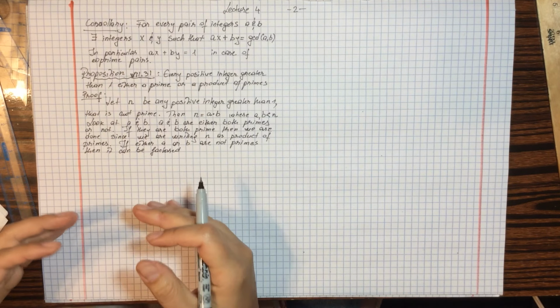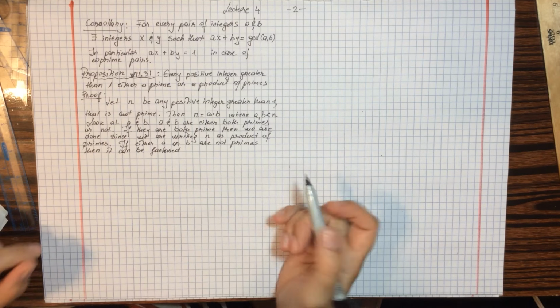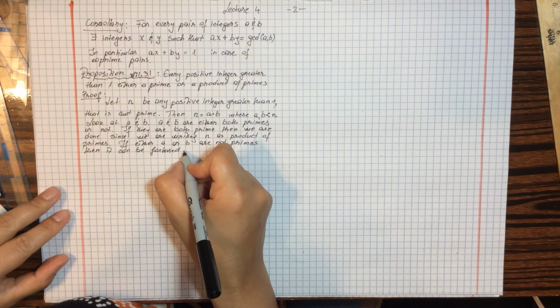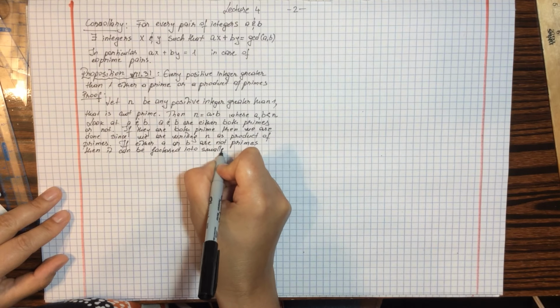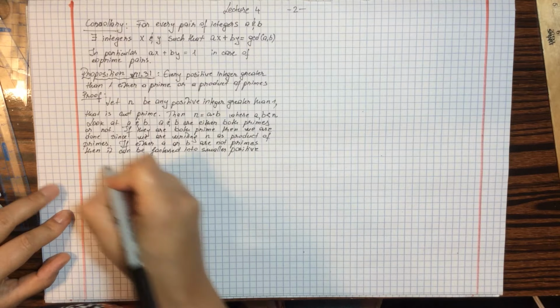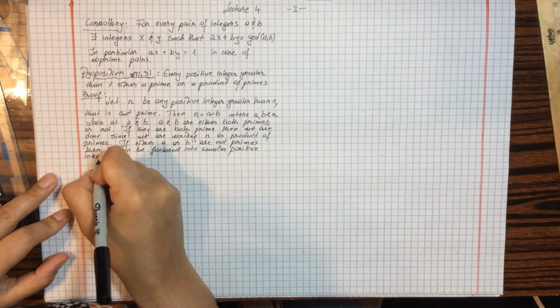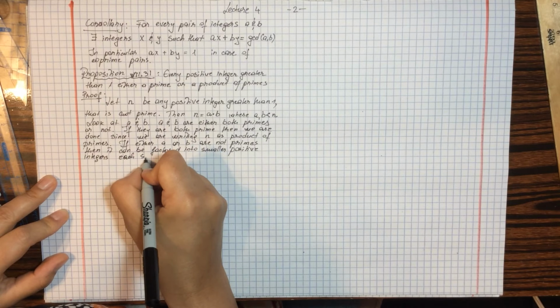Into smaller positive integers, each greater than 1. Can be factored into smaller positive integers, each smaller than 1.